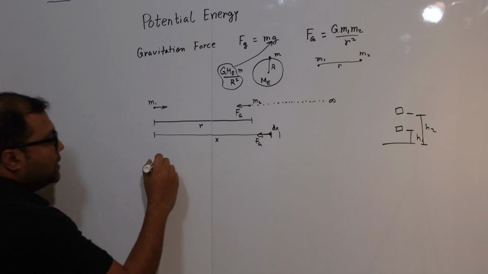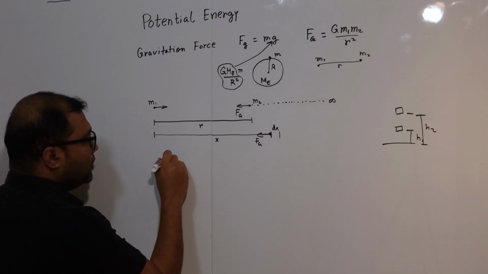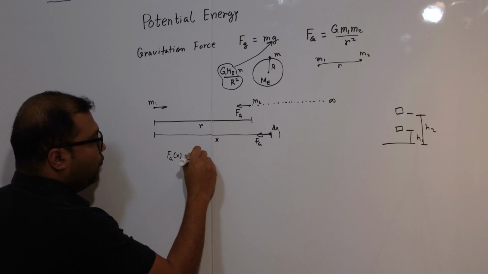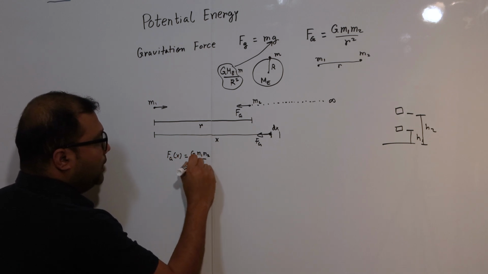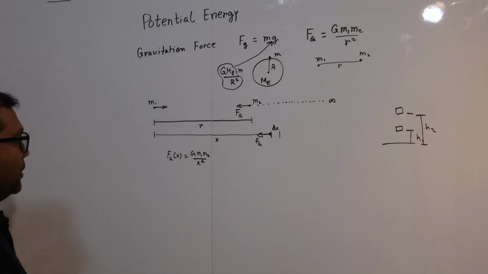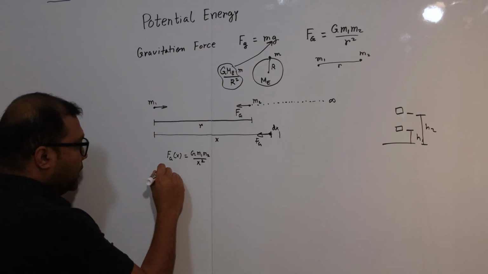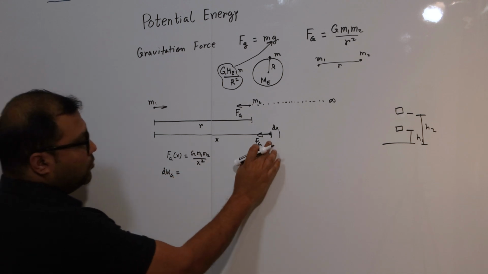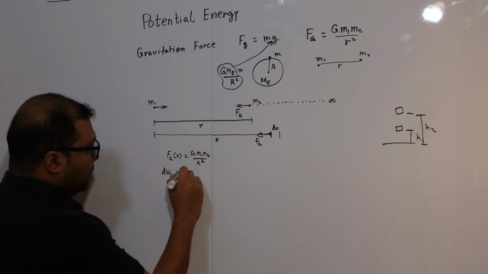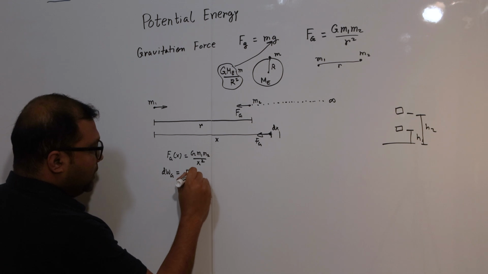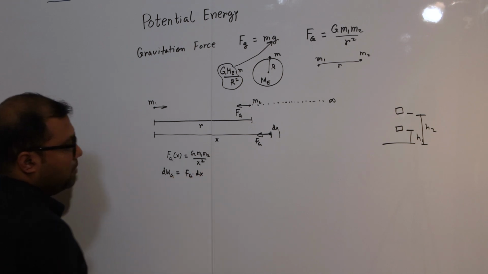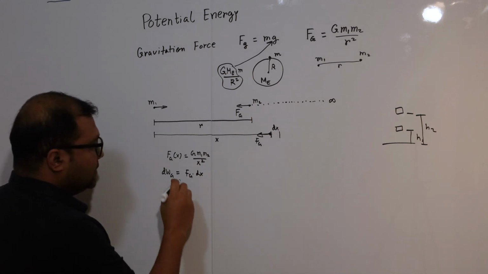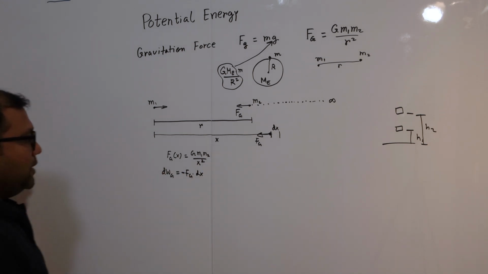Okay, so in this case the force Fg as a function of x is G m1 m2 by x square. Now the small work done by gravity when the body is moved by the distance dx is equal to Fg dx. Now let's be mindful about the signage. Fg is this side, dx is that side, so the work done is negative.